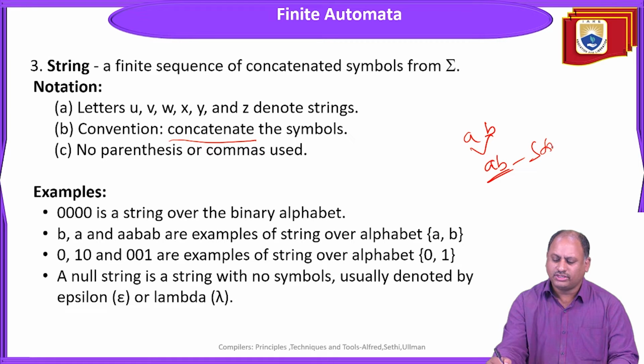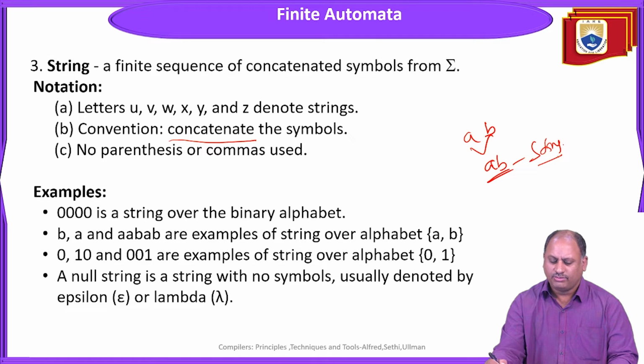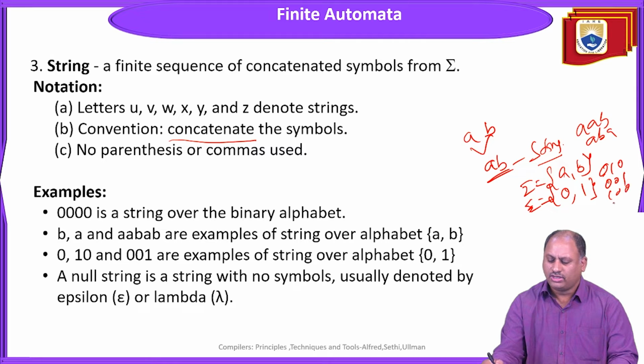So this is one string. This is considered a string, which is to be formed from the given alphabet. If it is AB, you can form AAB, ABA, and like that different strings are formed. Suppose the alphabet sigma is 0, comma 1, then the strings are 0, 1, 0 0, 0 1, 1 0 0, like that.